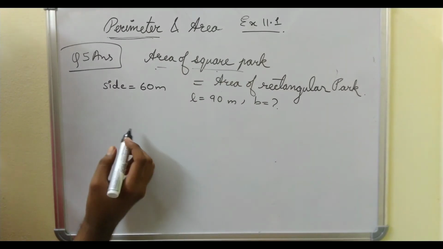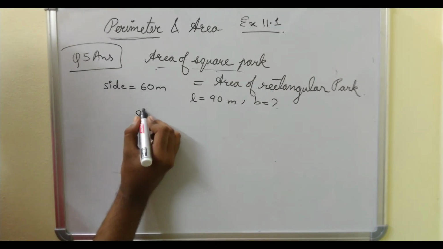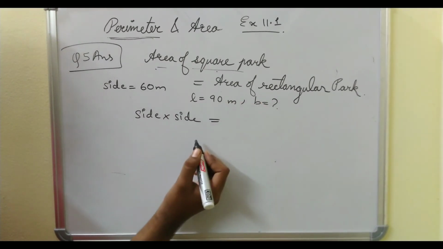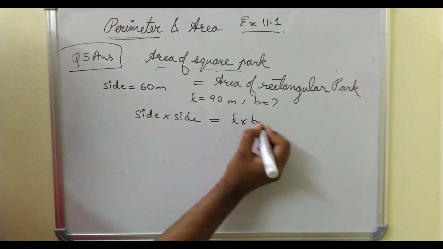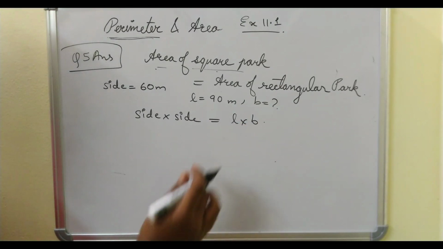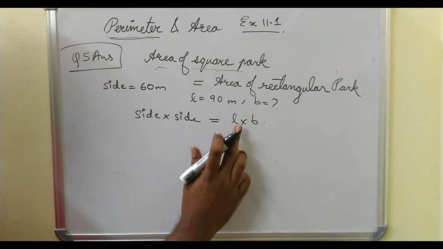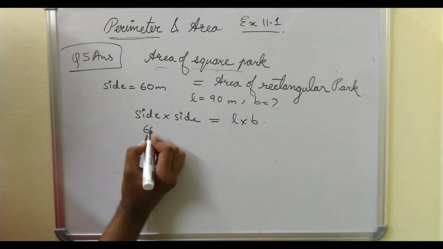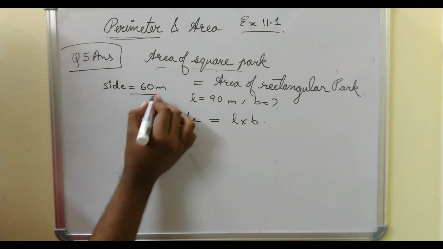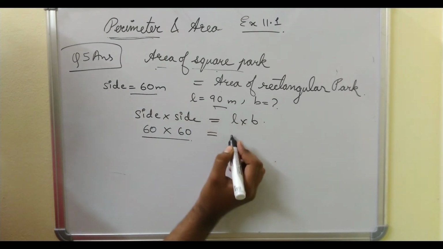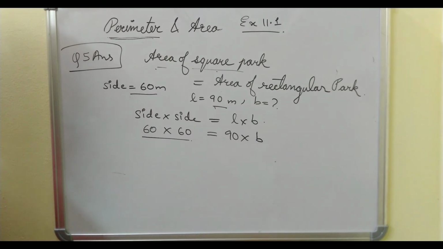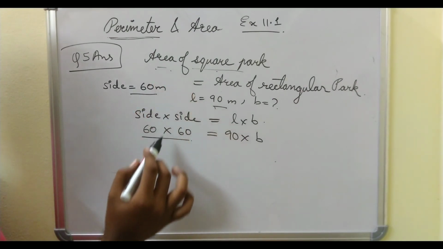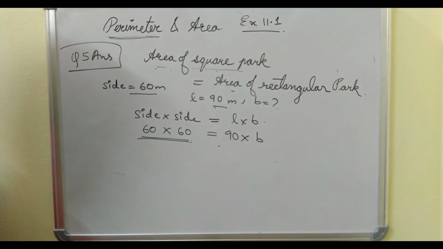What is the area of square? Square area is side into side, right? Which is equal to the area of rectangular park, L into B, right? Now side we know, L we know, we don't know breadth. So one unknown quantity we can find. See, side is 60 into 60, equal to L is given, 90 into B. Why are we equating both of these? Because it is given in the question that area of square is equal to area of rectangle, right?